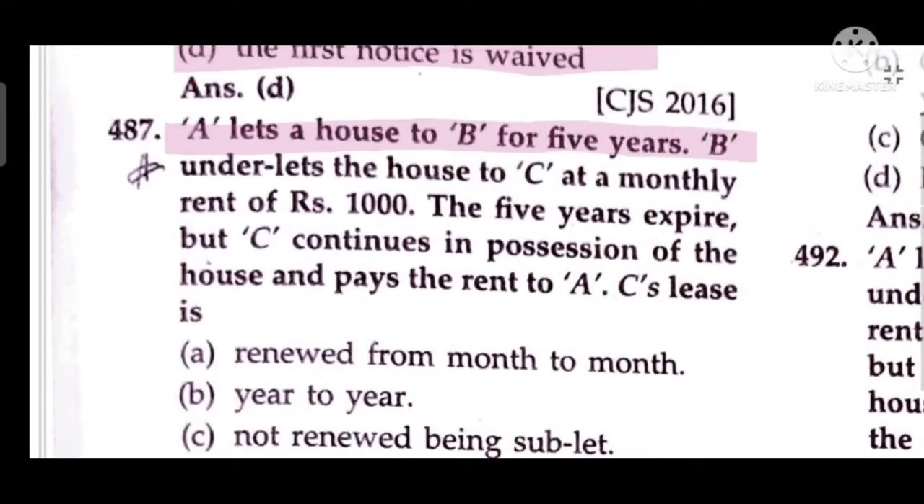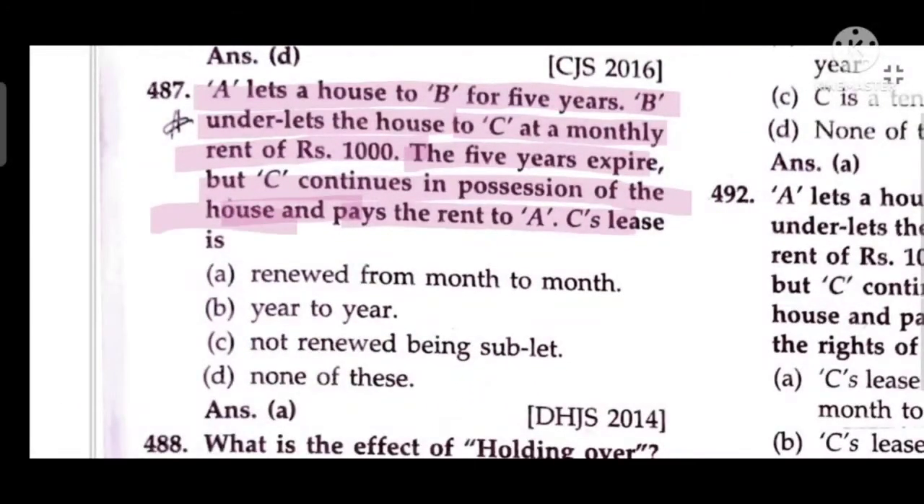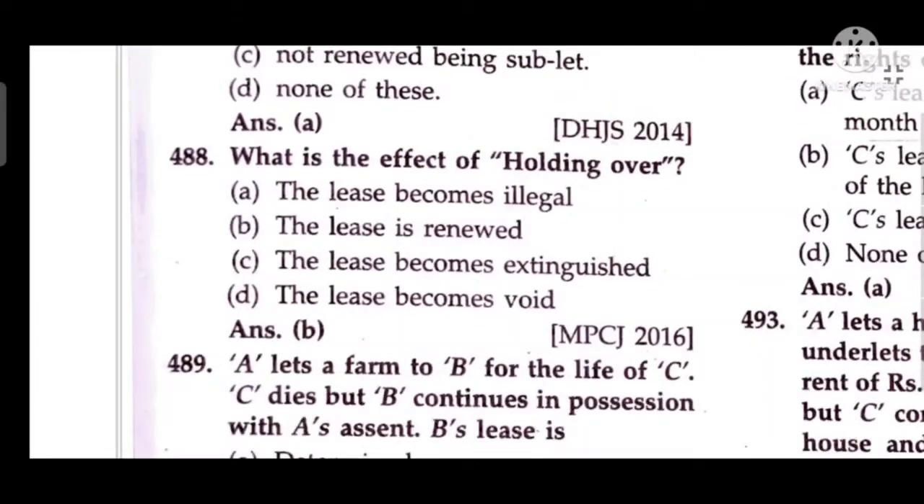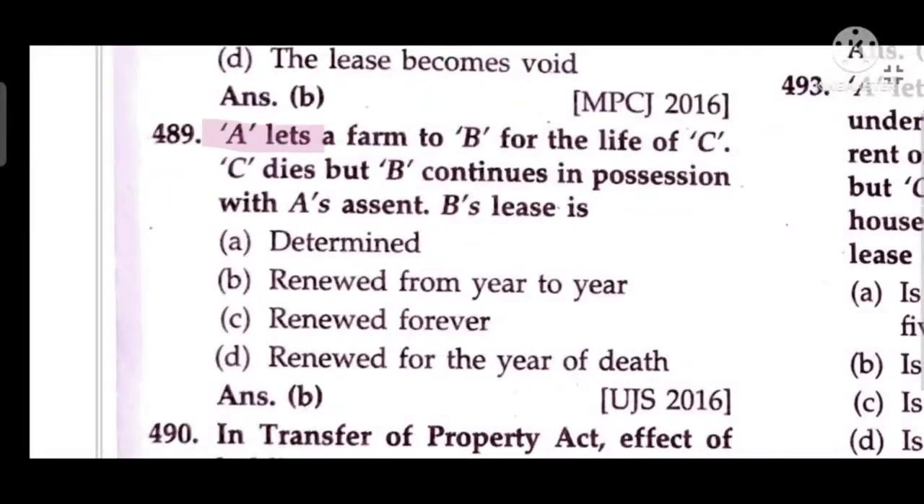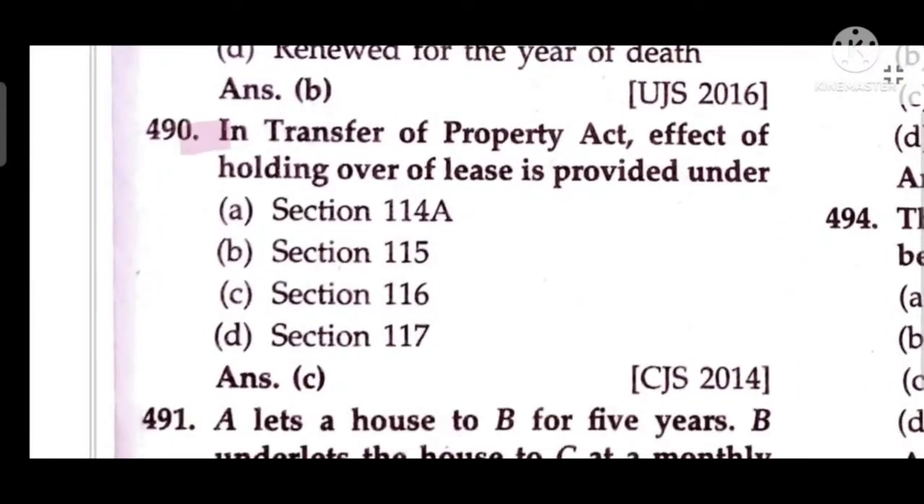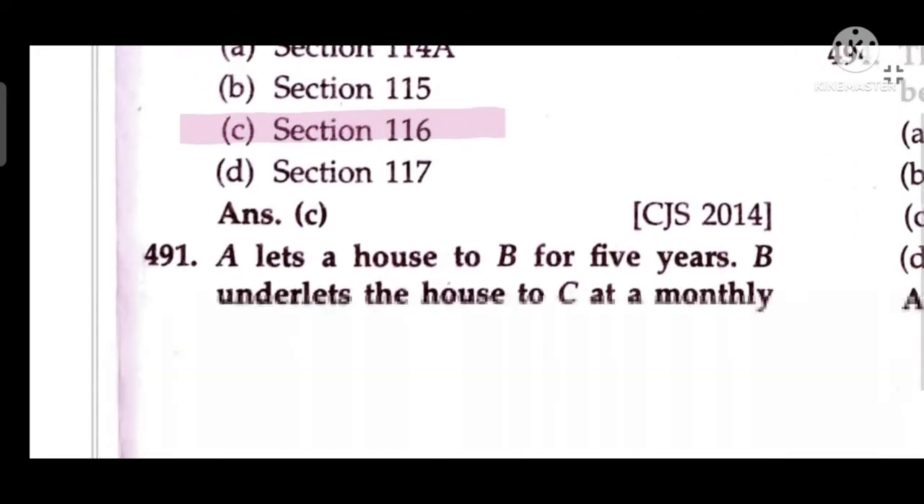A lets a house to B for 5 years. B underlets the house to C at a monthly rent of ₹1000. The 5 years expire, but C continues in possession of the house and pays the rent to A. C's lease is renewed from month to month. What is the effect of holding over? The lease is renewed. A lets a farm to B for life. A dies, but B continues in possession with A's consent. B's lease is renewed from year to year. In the Transfer of Property Act, the effect of holding over is provided under Section 116.